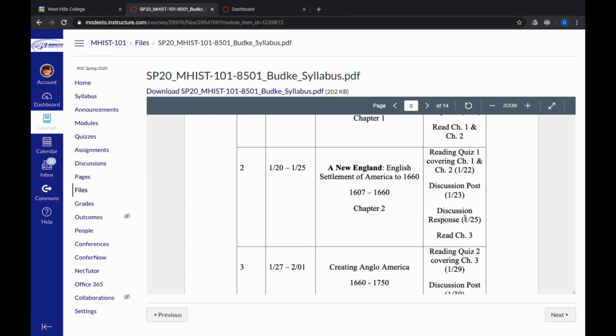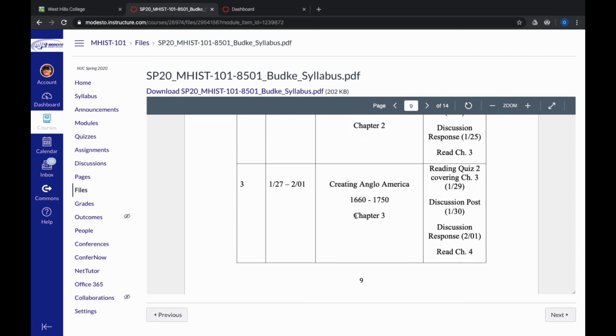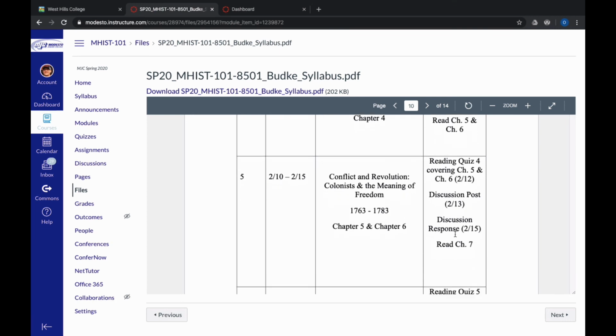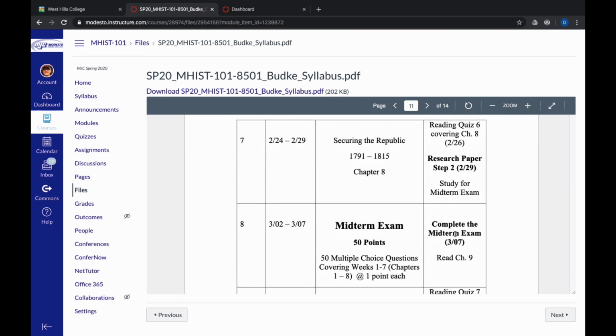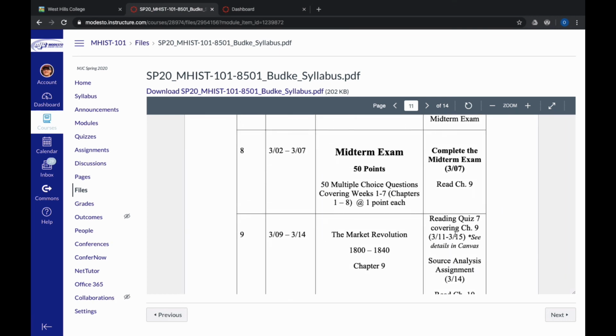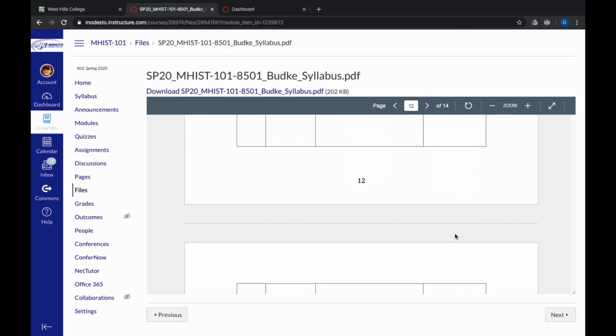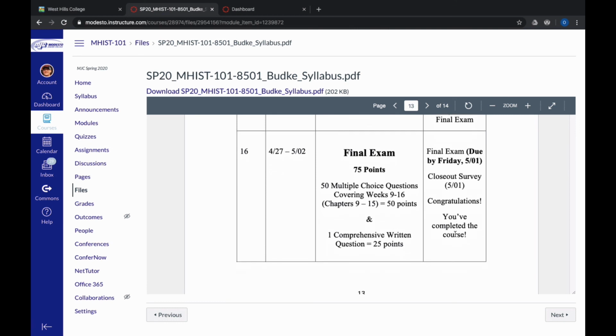So you go through here, here's your work that's due that week, and then read chapter 3 for the following week. Again, always working ahead in our textbook so we're ready for that next quiz that comes up the following Wednesday. You'll see where your research paper steps are due, so keep an eye out for those. And then you'll see where your midterm and final exam are due as well.